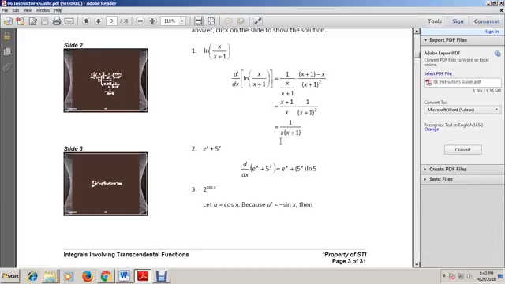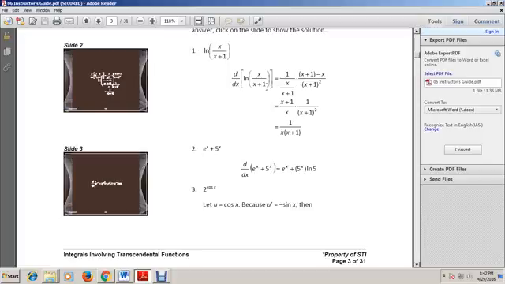So replacing a and b with x and x plus 1, x serves as your a, and x plus 1 serves as your b. Therefore, the derivative of this quotient x over x plus 1 goes like this: x plus 1 times the derivative of x, which is 1, minus x times the derivative of x plus 1, which is 1, all over x plus 1 squared. Simplifying further, this becomes x plus 1 minus x over x plus 1 squared. This becomes 1 over x plus 1 squared.